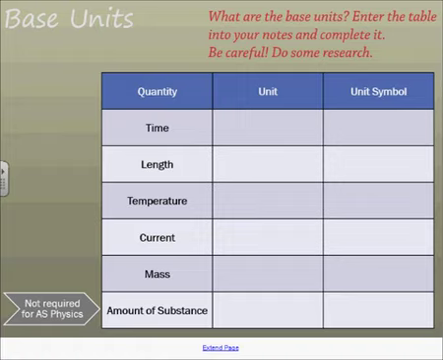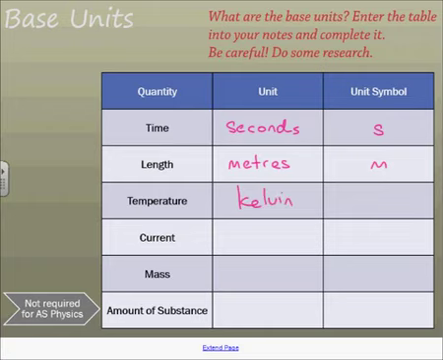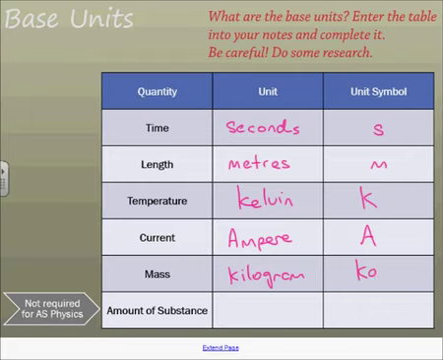So what is the unit for time? The base unit is seconds. Symbol for that, small s. Length is meters, small m. Temperature is Kelvin, capital K. Current is the ampere, capital A. Mass is the kg, kilogram. And the last one, the amount of substance, well, that's the mole. Okay, mole. But we'll leave that to chemistry.